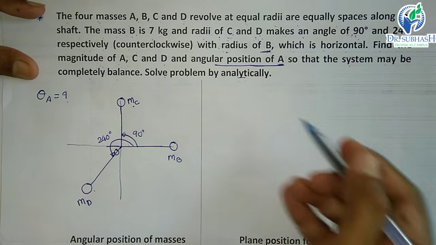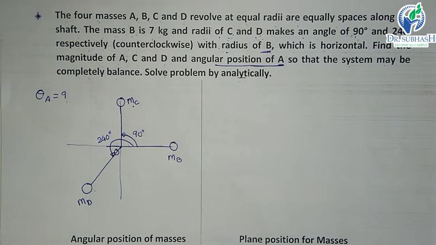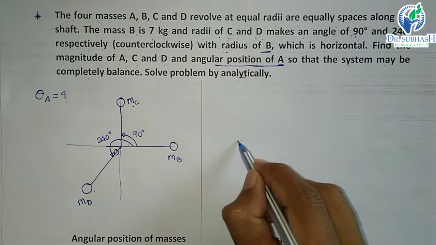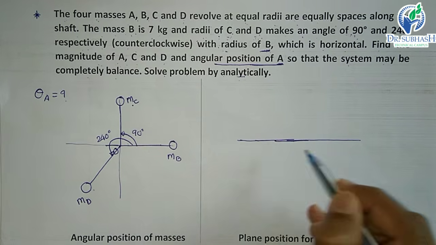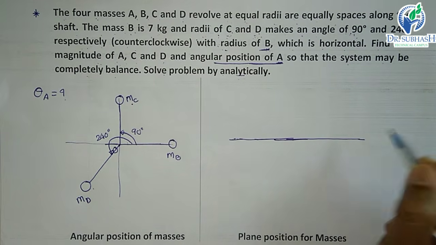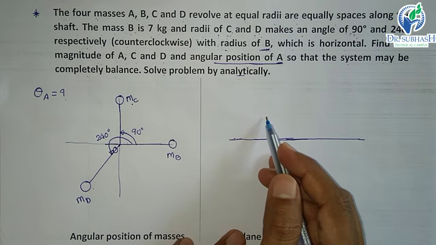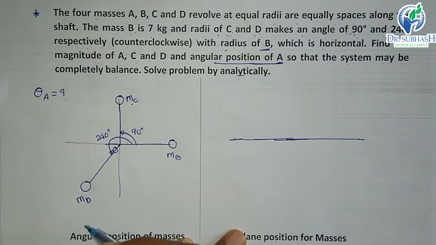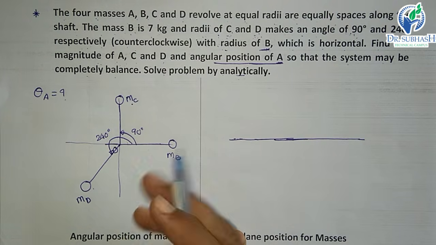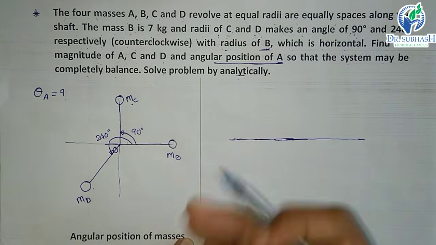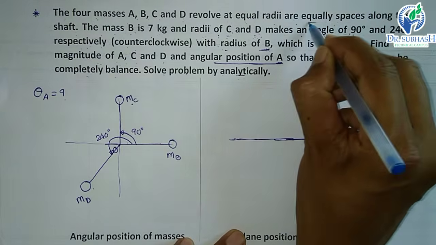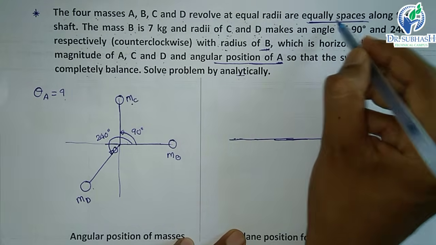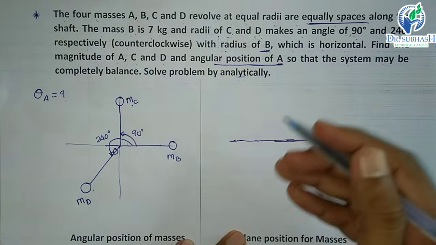Now we draw the plane position. The second step is the plane position. Let us consider this is our shaft, and on this shaft we have to locate the plane positions of all masses. There are 4 masses, A, B, C and D. We consider mass A is rotating in the A plane, similarly B, C and D. So there are 4 planes, we have to locate 4 planes, and all the planes are equally spaced. That means all the masses are rotating in their planes, and these planes are equally spaced.